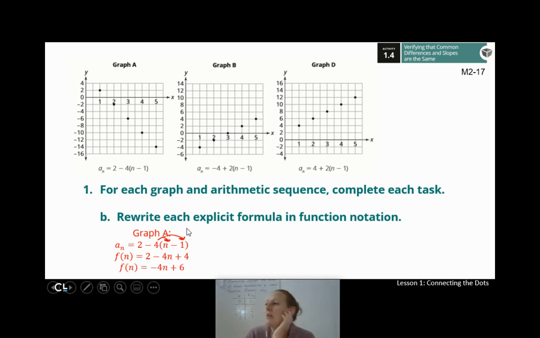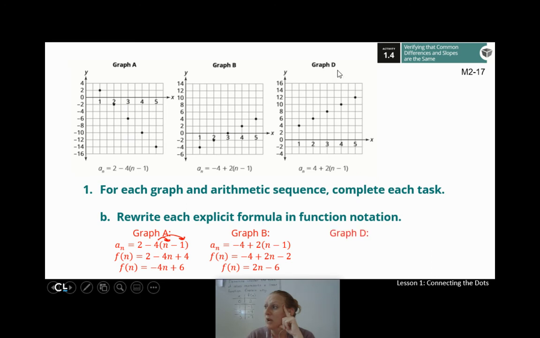Okay. For graph B, I have this lovely formula. We'll change our A to F, and then we're going to distribute that too. So 2 times N is 2N. 2 times the -1 is -2. Yay, my A became an F. Like terms, -4 and the -2, those go together. And of course, my N needs to get pushed up front. So now F of N equals 2N, and -4 + -2 is -6.